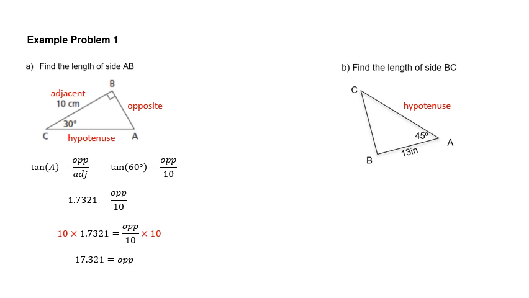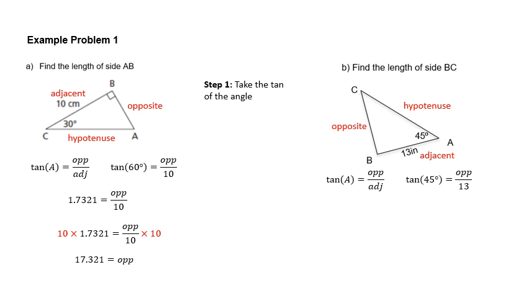Okay, so we're using tan. We have to label our triangle first. So we have the hypotenuse. Across from the 45-degree angle is the opposite side, and the 13 inches is the adjacent side. So we're using tan. Tan of A is opposite over adjacent, and we can fill in what we know. So we know our angle, and we know our adjacent side, so our equation looks like this. Tan of 45 is the opposite side because we don't know it over 13.